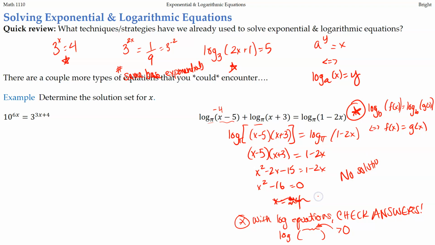So neither one of them works, and actually it says determine the solution set, so I'm going to write the solution set for x is the empty set, or you can do that either way, okay? So again, when we have multiple logarithms of the same base, then we're going to use properties of logs to condense.